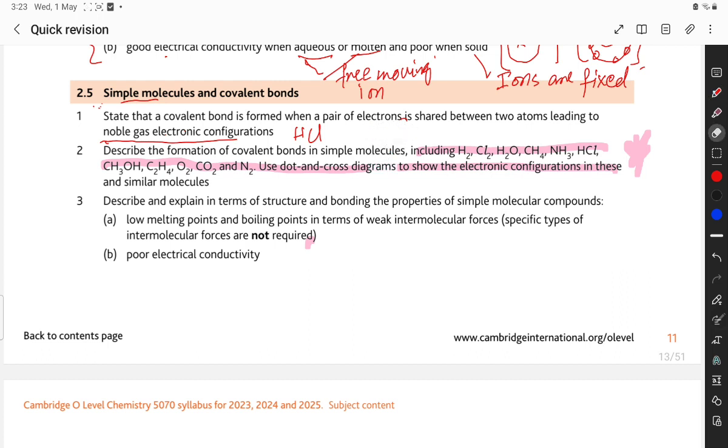Now in the mark scheme you will observe that the examiner draws the dot and cross diagram like this, and you follow this pattern as well. Hydrogen has one electron, draw a cross; chlorine has a dot, and this is a cross. So draw like this, and you need to practice these molecules, especially hydrogen, chlorine, water, CH4, NH3, HCl, and CH3OH. So this is the CH3OH.